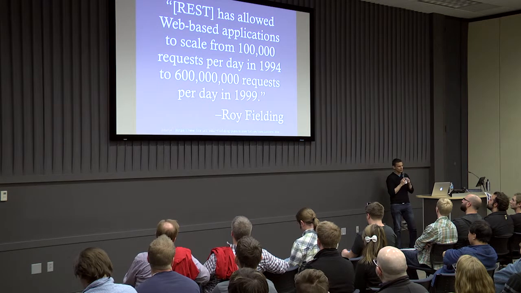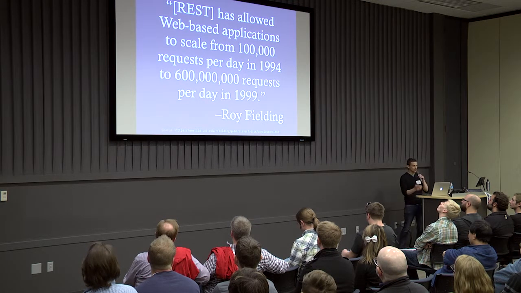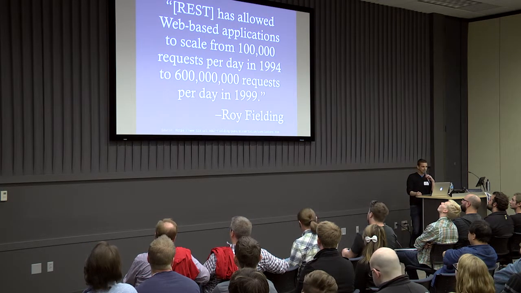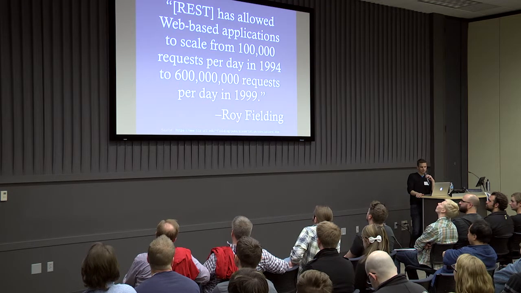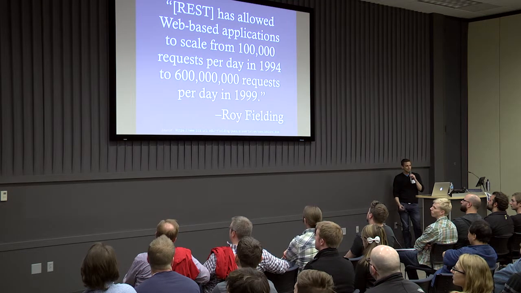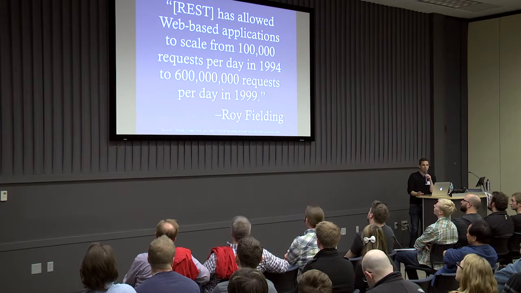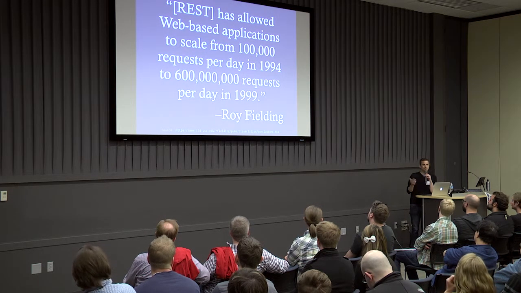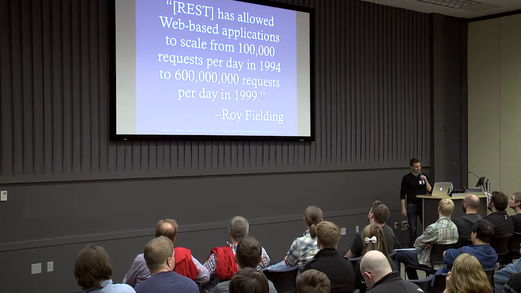So I have a few quotes from Roy Fielding in this presentation. Here's one of them. "REST has allowed web-based applications to scale from 100,000 requests per day in 1994 to 600 million requests per day in 1999." So I like this quote. I think these two numbers in particular are really interesting. The first one, 100,000, is interesting because that's an understandable number. This is all of the traffic on the web, a number small enough that you think, yeah, I know what 100,000 is. That actually kind of blows my mind a little bit.